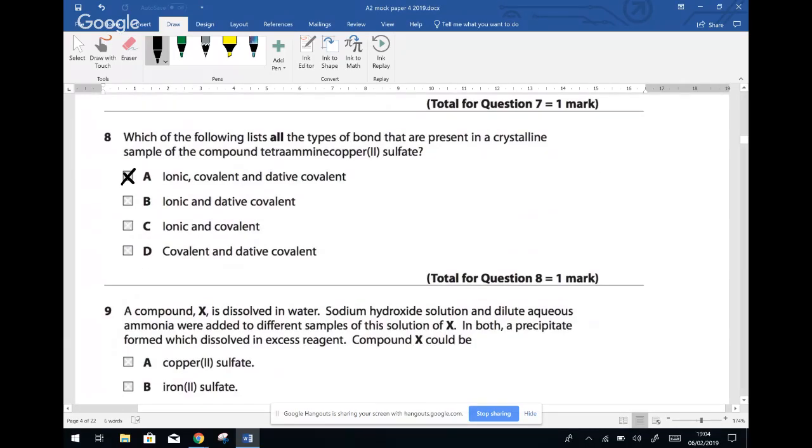Next. Oh, I've got 3 people watching. Woo! It's going up. Next.